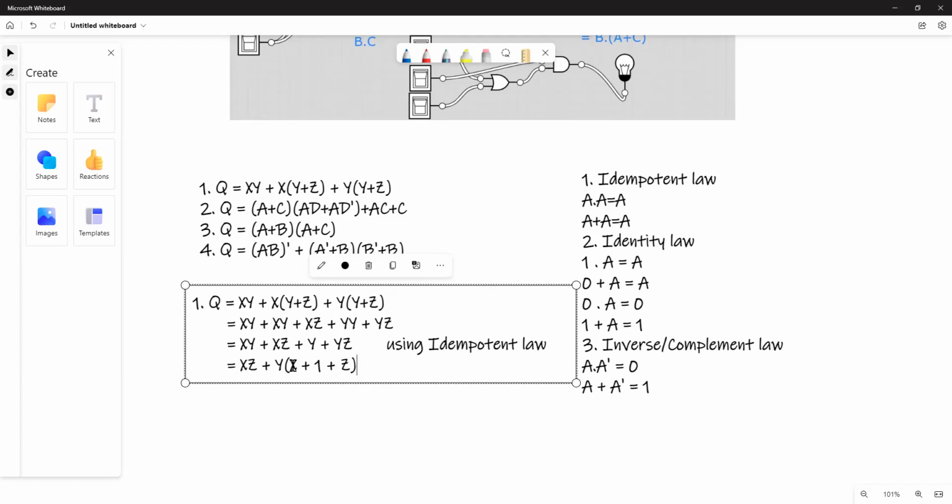We don't know what values are here. It could be 0, it could be 1. These are Boolean variables.